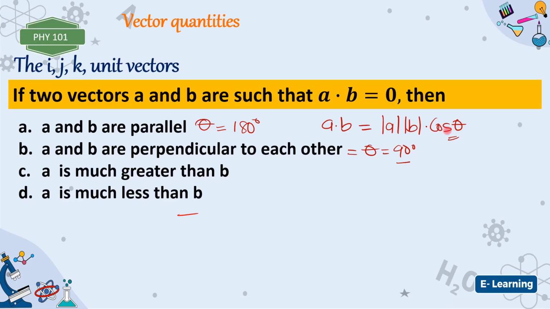Cos 90 will give us what? Cos 90 will give us 0. Then cos 180 will give us minus 1. So the correct answer is 90 degrees. That means when both are perpendicular, A dot B will be equal to magnitude of A, magnitude of B, cos 90. Cos 90 gives us 0, and everything multiplied by 0 gives us 0. So the correct answer to this question is B.